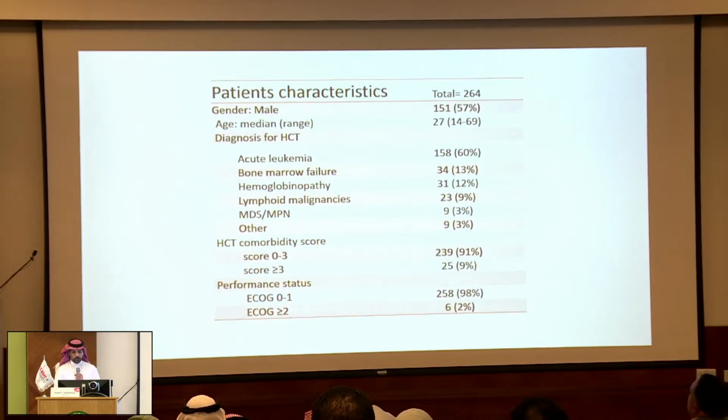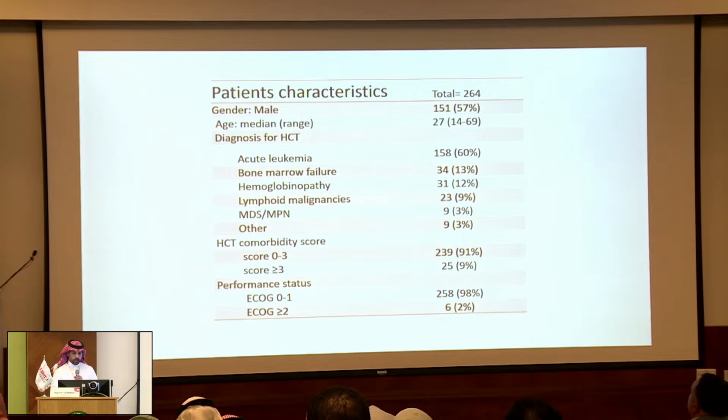So we identified a total of 264 patients who underwent allogeneic stem cell transplant. 57% of them are male, with a median age of 27, ranging between 14 and 69, with the most common diagnosis being acute leukemias, including AML and ALL, of course. The second most common indication for allogeneic transplant was bone marrow failure. That includes sideroblastic anemia and inherited bone marrow disorders.